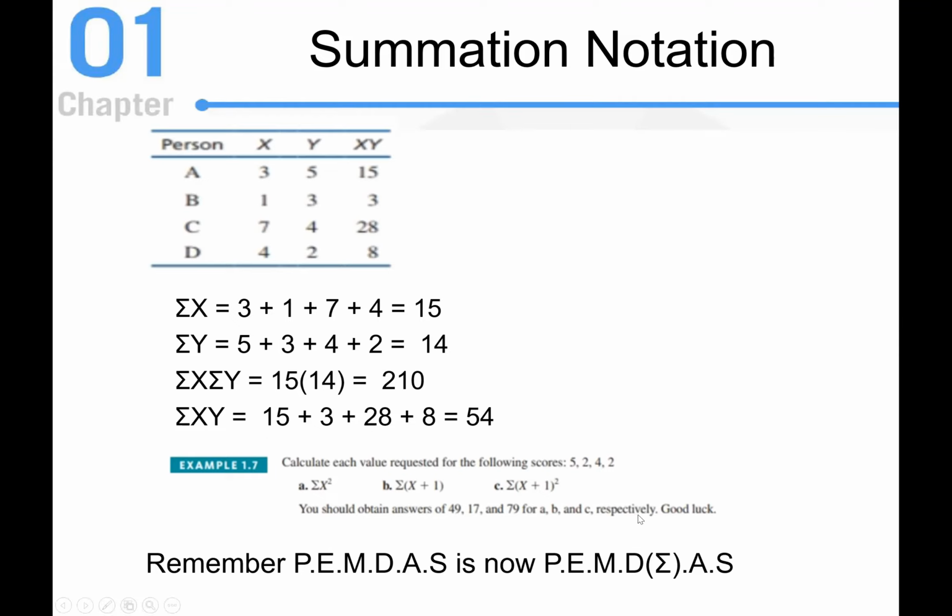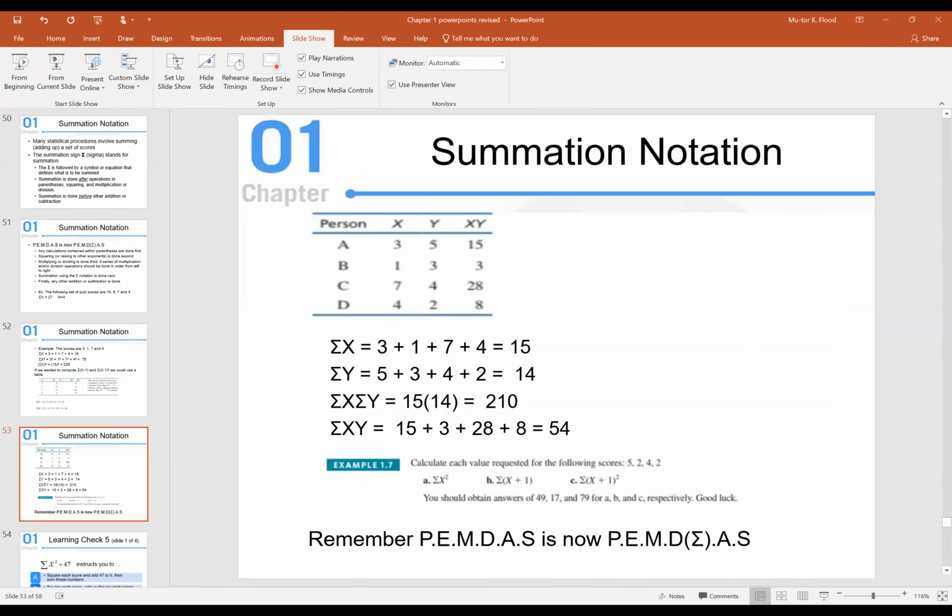There are some practice problems at the bottom, and we're going to work on these in real time so you get a good flavor of what is going on. The numbers are 5, 2, 4, 2. Those are the scores, 5, 2, 4, 2. So let's remember that.